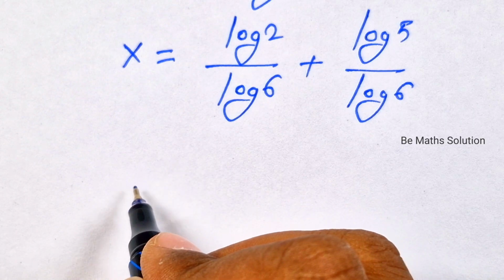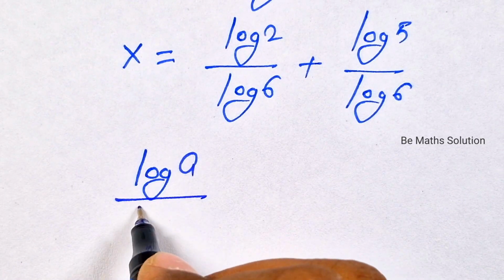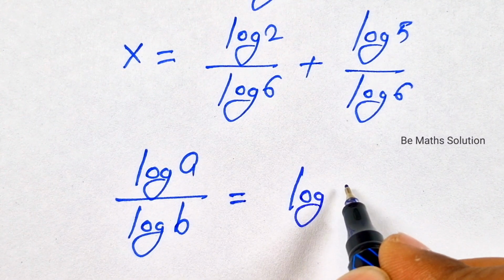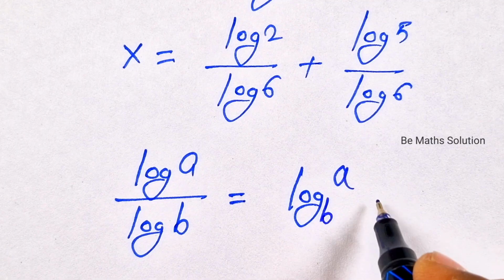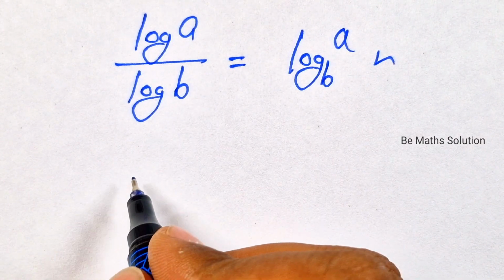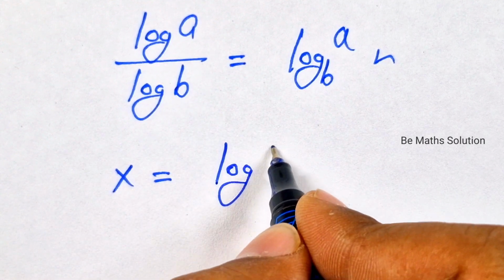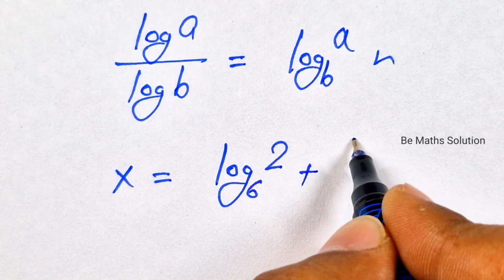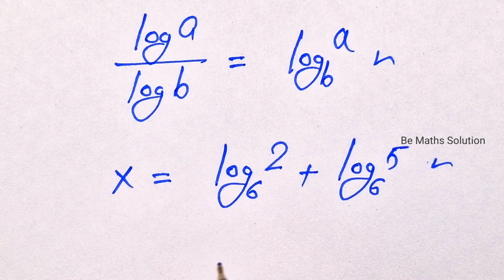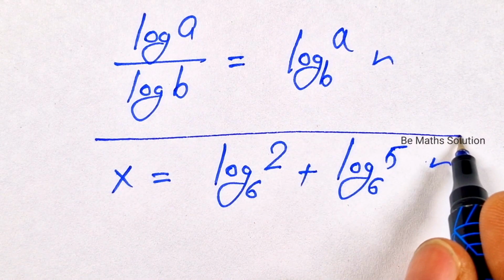As we know, log of a over log of b is equal to log of a base b. So we will apply this formula here. So it will be x is equal to log of 2 base 6 plus log of 5 base 6. This is the final value of x in our math problem.